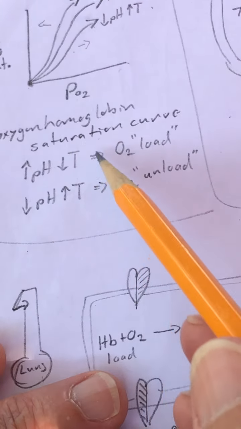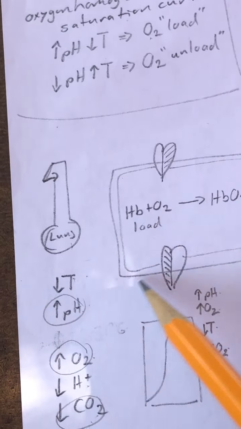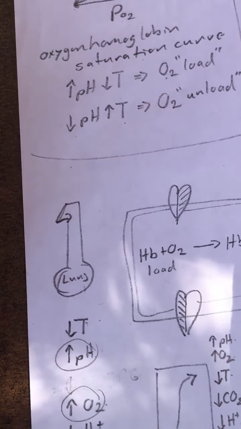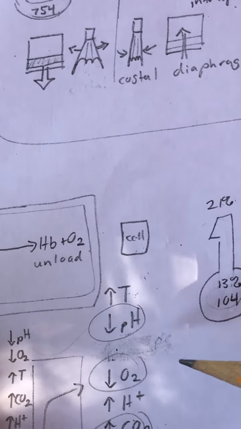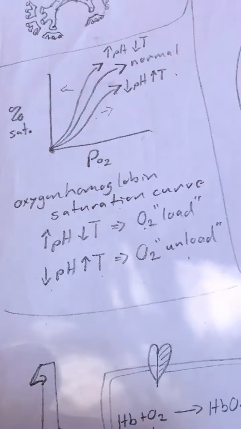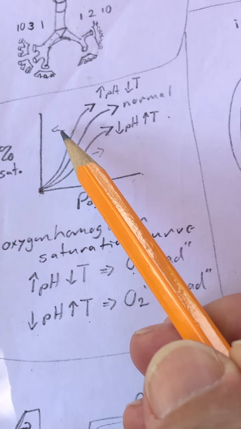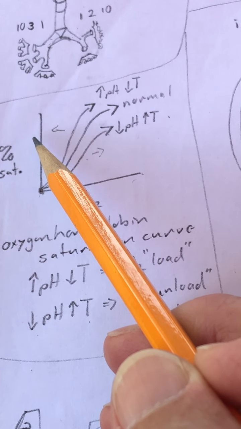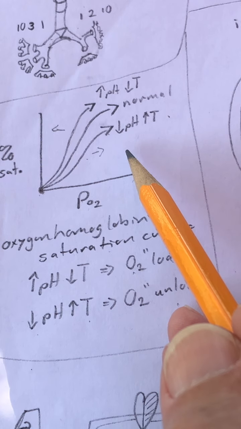So these two conditions right here favor oxygen loading, as represented over here in the well-ventilated parts of the lung, and these two conditions represent or favor oxygen unloading, as seen over here next to the hard-working cells. And the oxygen hemoglobin saturation curve is just a way of visualizing that. So again, remember, a left shift represents loading, making it easier to load, and a right shift represents easier to unload.